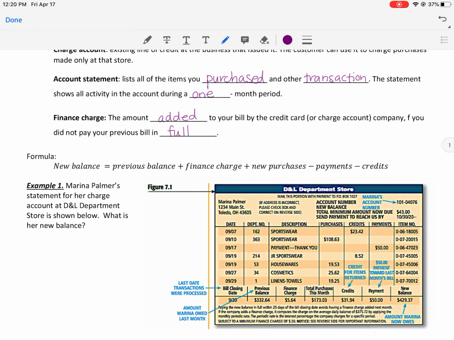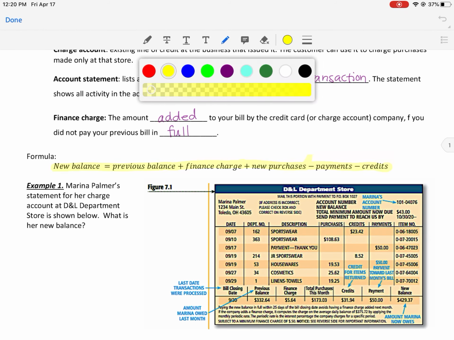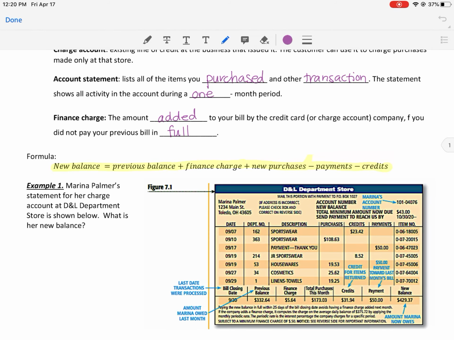We've got a formula here that we're going to use today. As you can see, it says that the new balance equals your previous balance plus the finance charge. Remember, that's what you get charged if you don't pay it off in full, plus any new purchases you make, subtracting the payments you make, and subtracting any credits you get. Whether that be a perk credit or maybe you returned an item, those would be examples of things you get credits for.